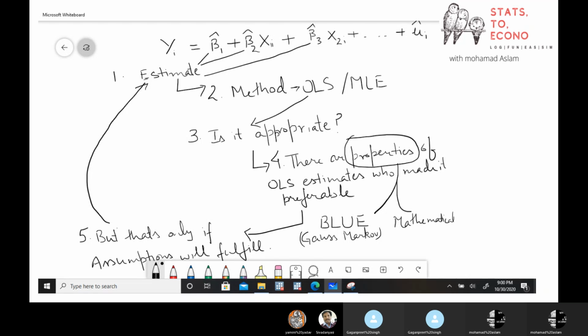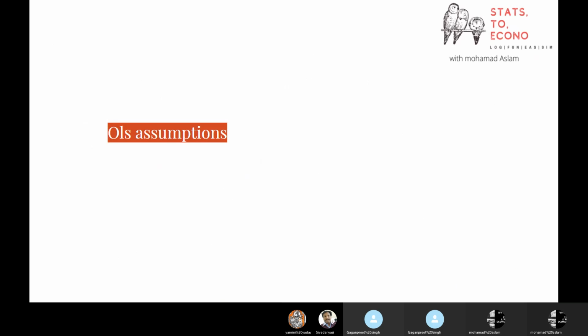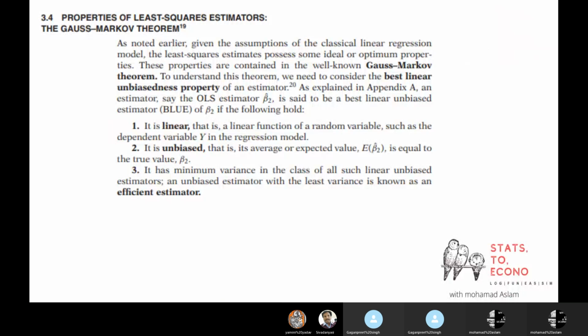But these properties are only proved when the assumptions are fulfilled. If there is any problem with the assumptions, then it's not possible to fulfill these properties, and then we have to decide whether we apply the OLS method or not. So let's start with the property part. The assumptions we did last time, in the last lecture.